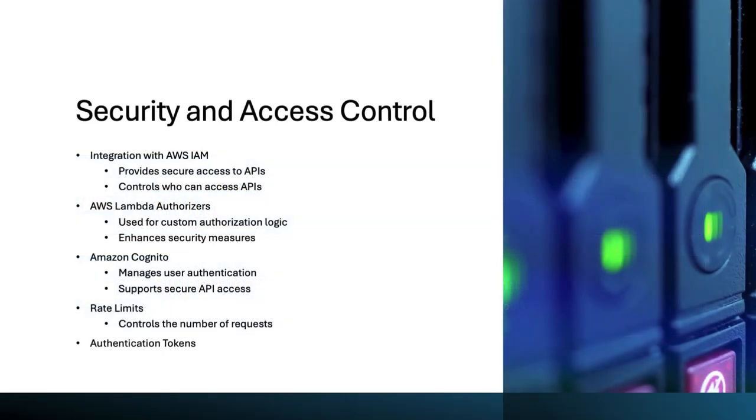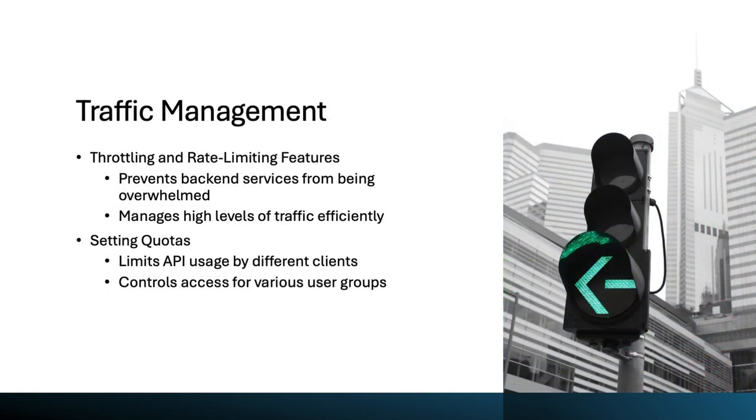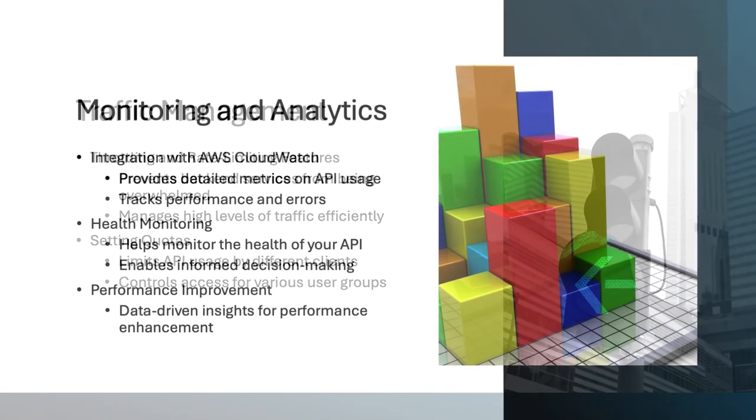API Gateway integrates with AWS IAM, Lambda authorizers, and Amazon Cognito to secure your APIs. It controls access, sets rate limits, and requires authentication tokens. API Gateway uses throttling and rate limiting to manage traffic, preventing backend overload. Quotas can be set to limit API usage by different clients and user groups.